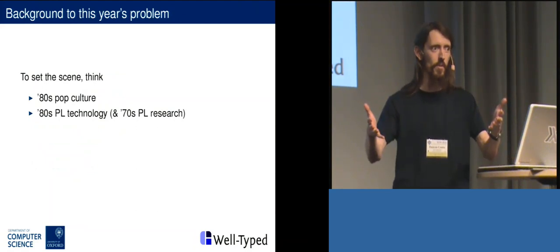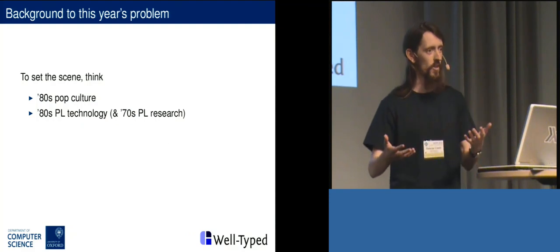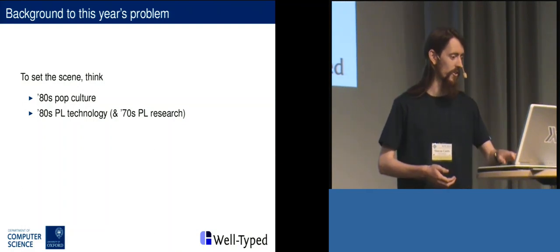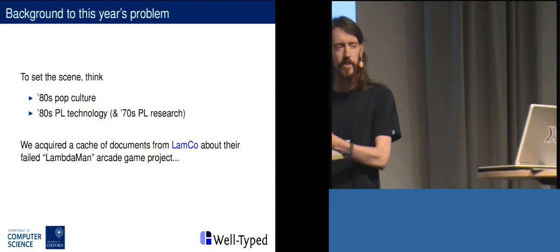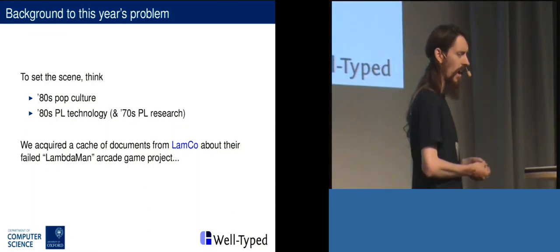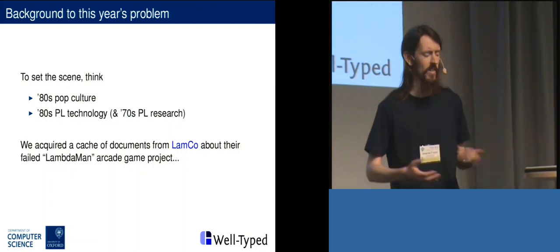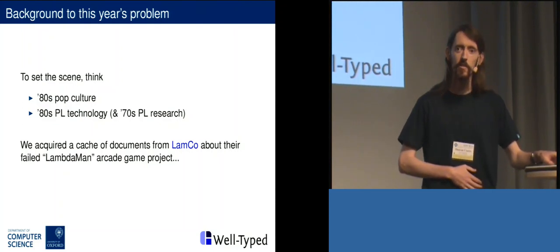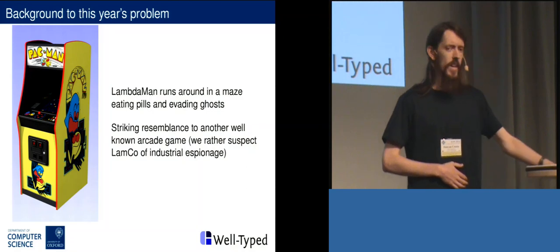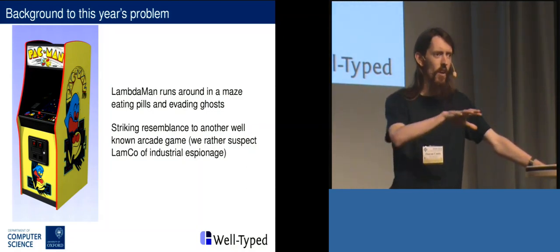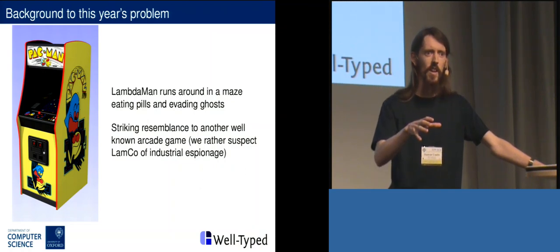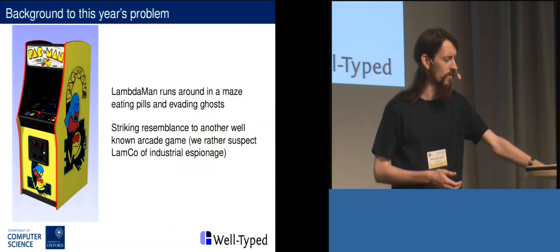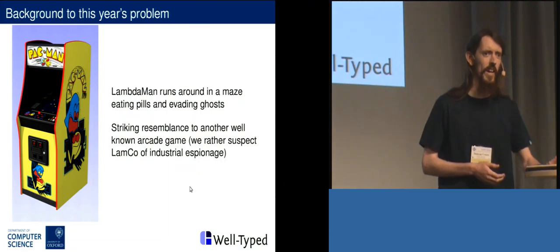Okay, to set the scene, I'll just have to describe the problem, but you've got to think 80s. 80s pop culture, 80s computer games, 80s programming technology, and some 70s programming research. So there was this company in the 80s, it's now bankrupt, called Lamco. And they had this arcade game project called Lambda, or at least that was the internal name. I don't suppose they would have stuck with it. It never actually came to fruition, but we acquired a whole cache of documents about this project. Now, Lambda is a game where Lambda runs around in a maze, chomping pills, and trying to evade ghosts. And it bears a striking resemblance to a game that you're probably all familiar with. And in fact, we rather suspect Lamco of a bit of light industrial espionage.